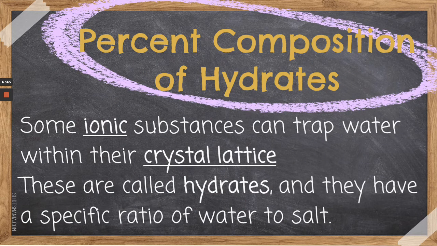Now, the next thing is still percent composition, but now we're going to talk about hydrates. We kind of skipped over hydrates earlier, and now they've come back. To talk about hydrates, we have to back up a second and talk about ionic compounds. Ionic compounds, remember, are in a crystal lattice. They have that alternating positive and negative structure.